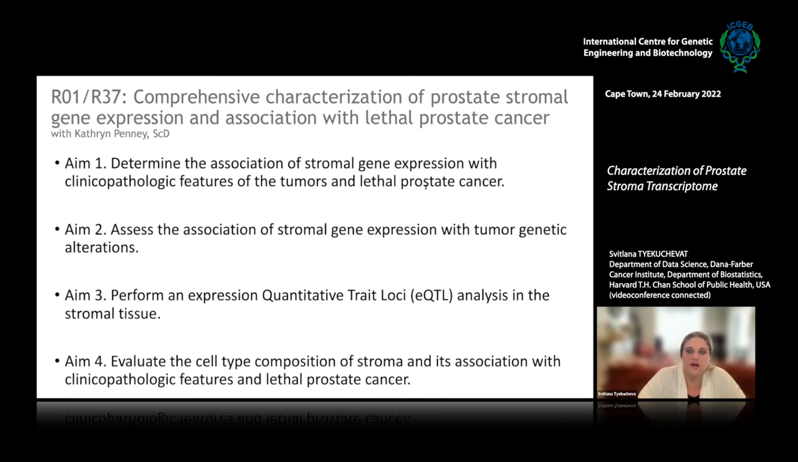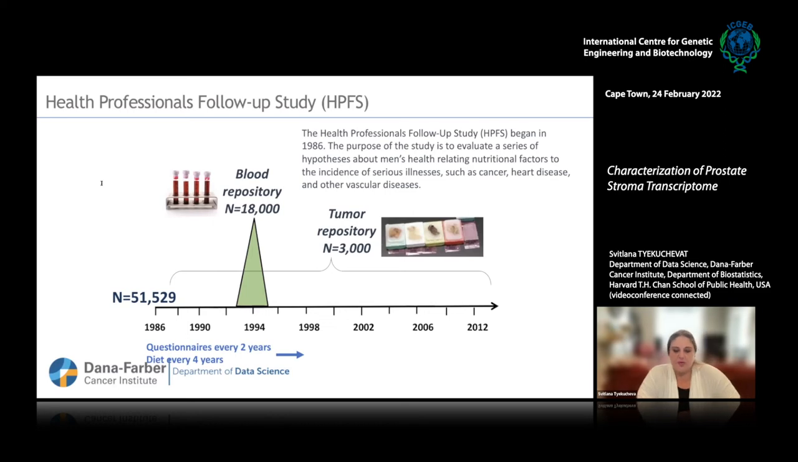This is our ongoing work, and I will tell you the result that we have so far for aim one. So to study prostate cancer, sometimes it can be tricky because we know that biochemical recurrence is not a good surrogate for metastasis-free survival. So we really want to know actual lethal status. But because prostate cancer has such a long natural history, you really need to have decades of observation. So luckily, at Harvard, we have access to those cohorts which have very, very long observation time.